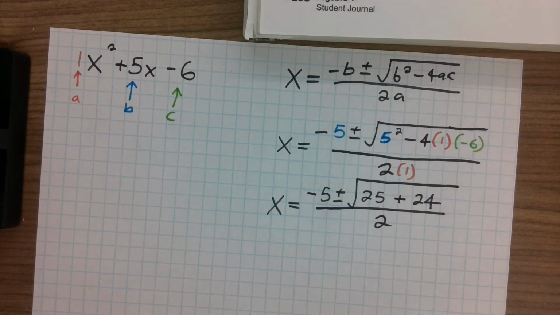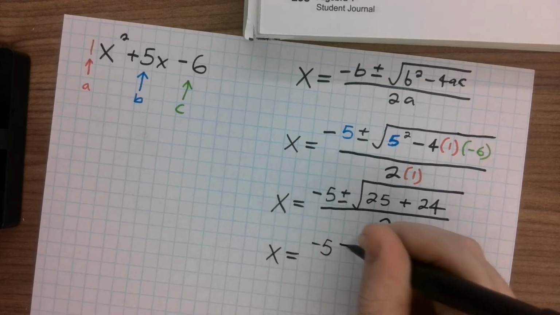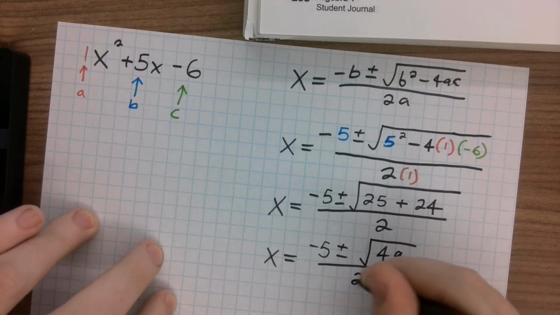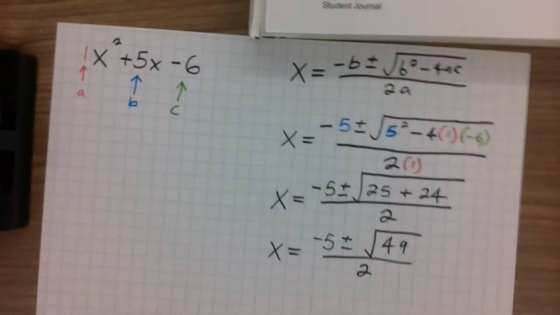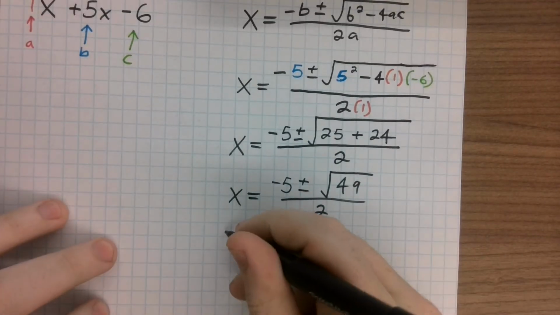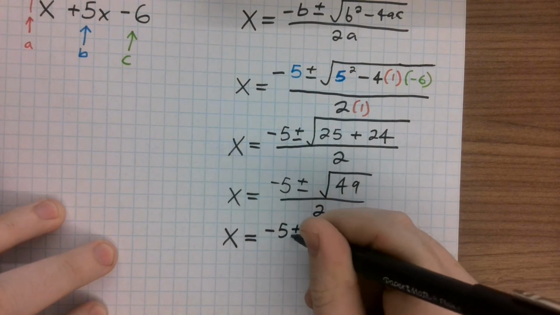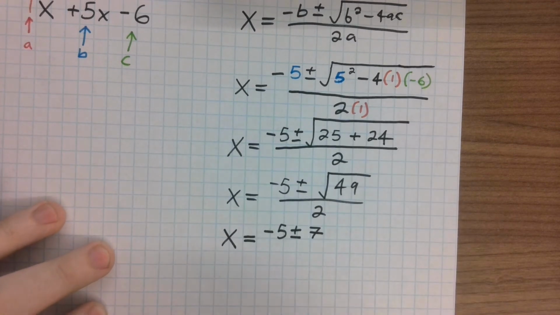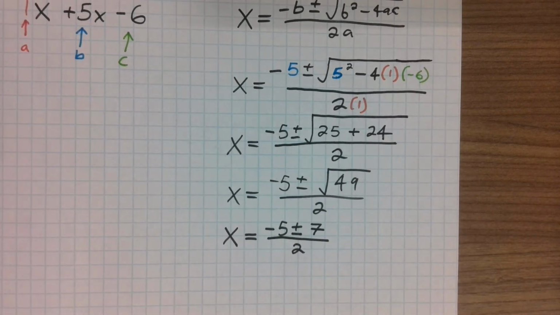Well, hold up. 25 plus 24 can be simplified. Certainly, can't it? What is 25 plus 24? That's going to give us 49. And, whoa, 49 is a perfect square. So when we take the square root of 49, we get -5 plus or minus 7. The square root of 49 is 7, all over 2. These are our two answers.